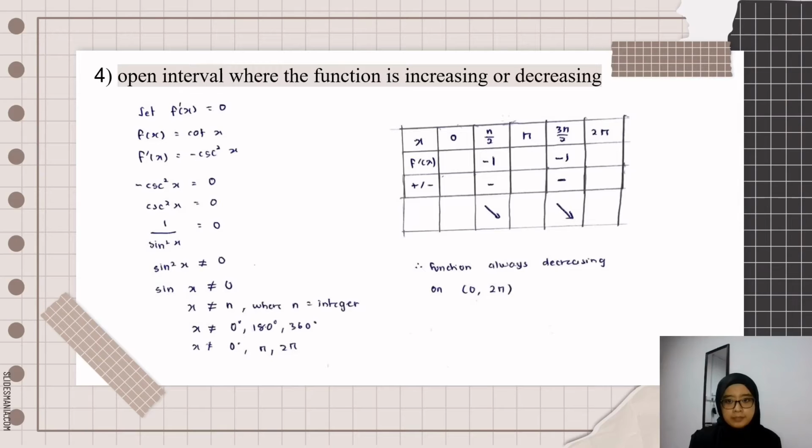So, refer to the table. When x is equal to pi over 2, the first derivative is equal to negative 1, which means the first derivative is negative and less than 0. Thus, the function is decreasing. Next, when x equals 3 pi over 2, the answer is also the same. Thus, the conclusion is the function is always decreasing on 0 to 2 pi.